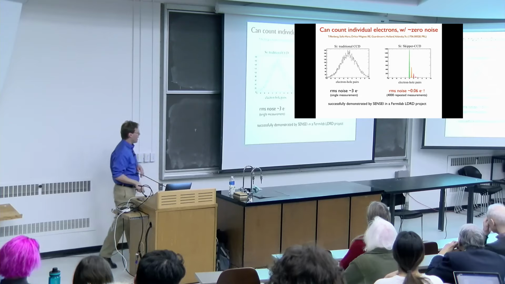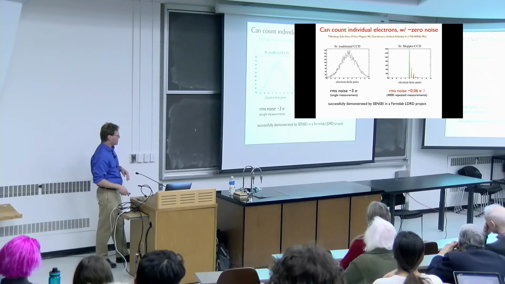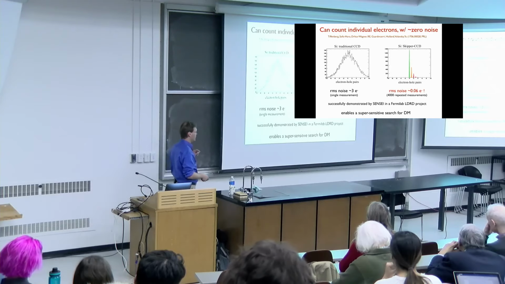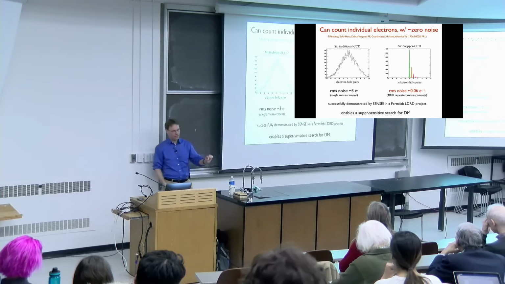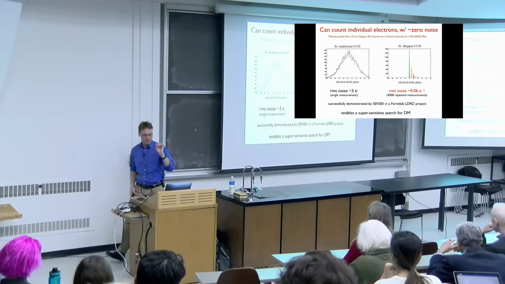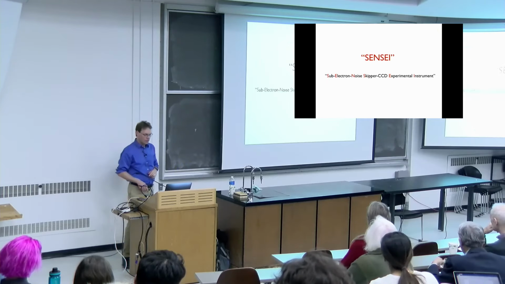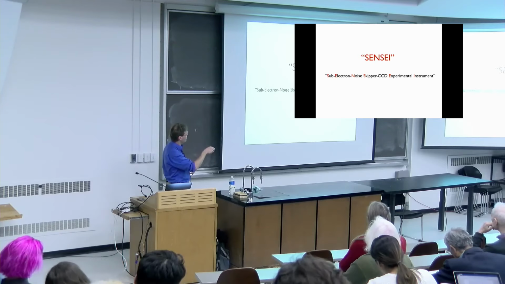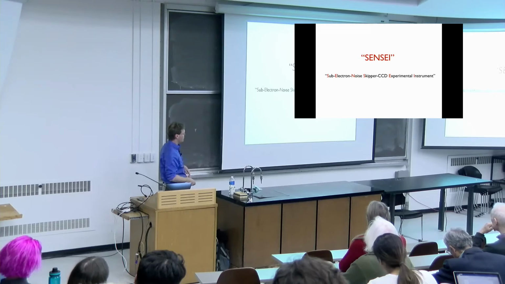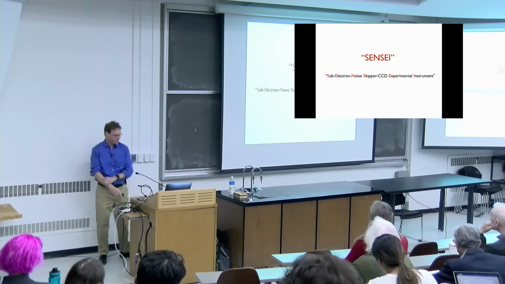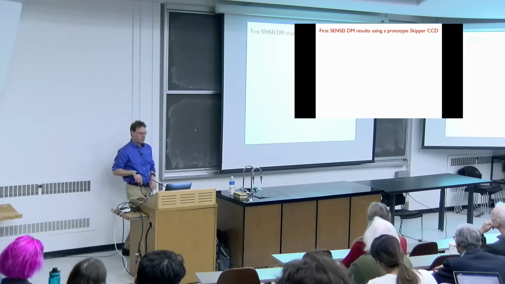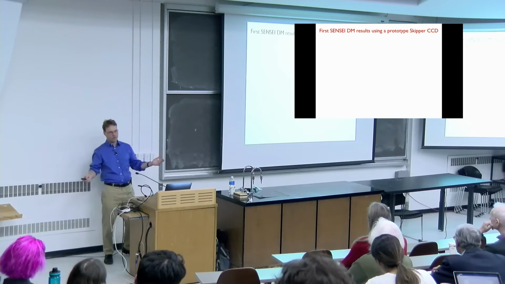And so now you can do a very sensitive search for dark matter, because you can look for single electron events, the 2 electron events, 3 electron events, very precisely. And now you also know why it's called SENSEI: sub-electron noise skipper CCD, that's what you're using, an experimental instrument, because that's what it is, I guess. So what you can do is take one of these CCDs and now do a dark matter search.